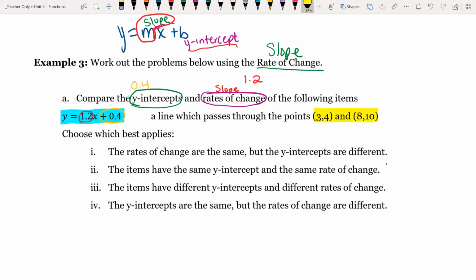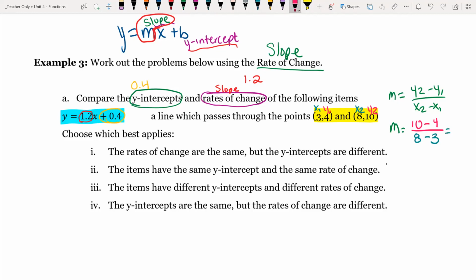So the first thing we're going to want to do is find your slope, which, remember the formula, y2 minus y1 over x2 minus x1. We need to label x1, y1, x2, y2. So I'm going to plug that into the formula now. y2 is 10, y1 is 4, x2 is 8, x1 is 3.